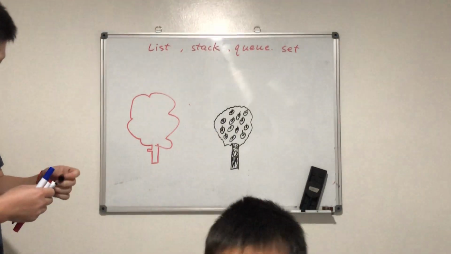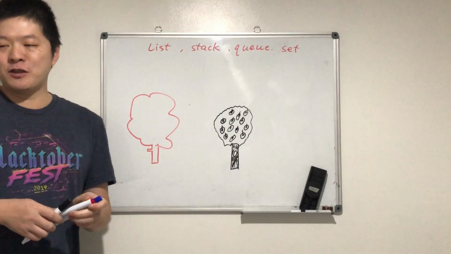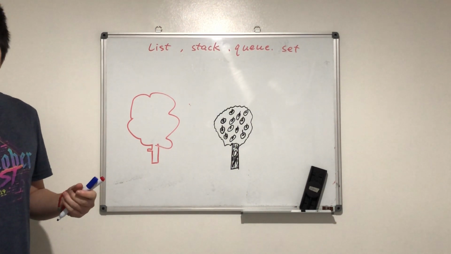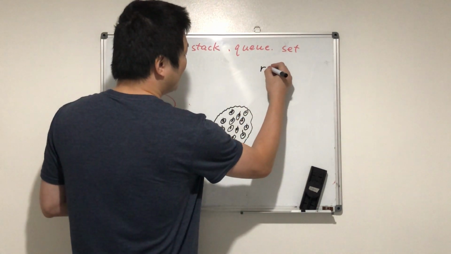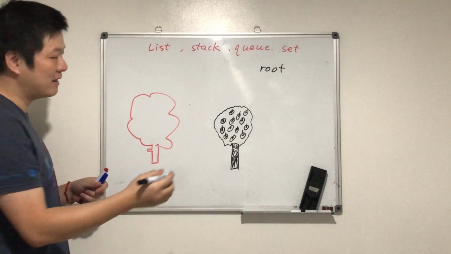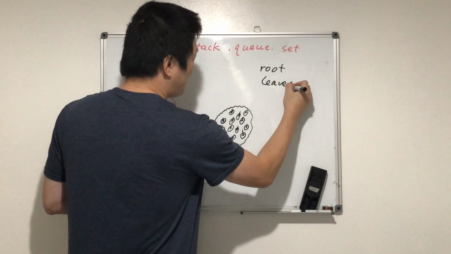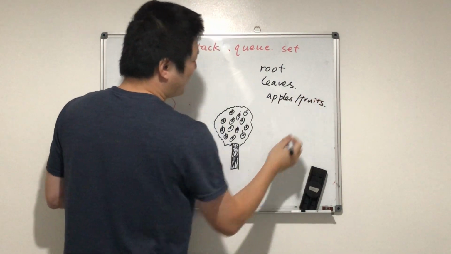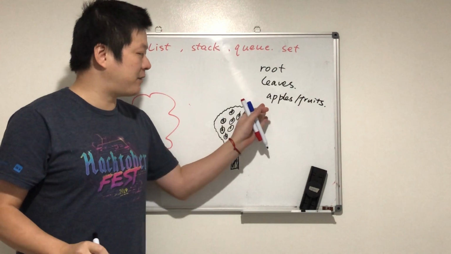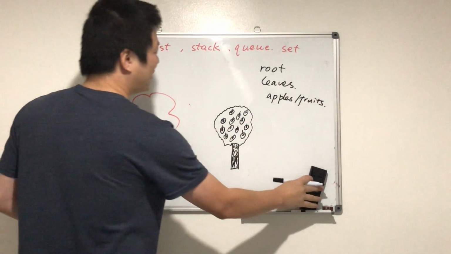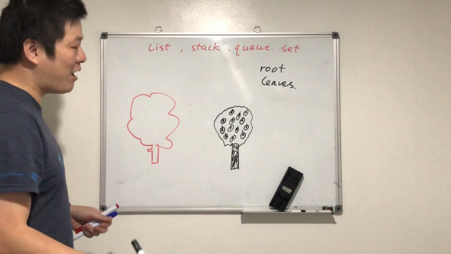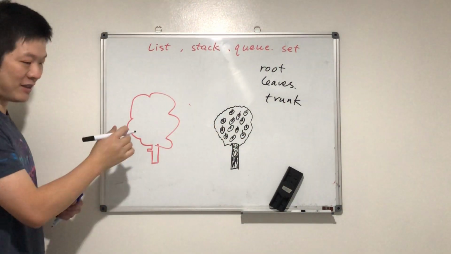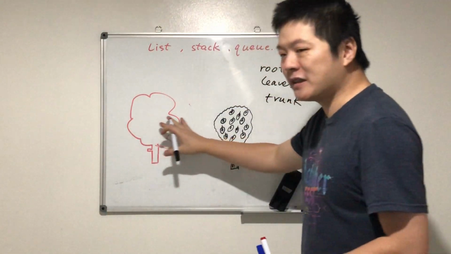Okay, so what do we have for a tree? What does the tree have? A tree has the root, stem, leaves, apples, fruits. It doesn't have to be. But not every tree has apples or fruits. Oak. Okay, so now the trunk. It's called trunk. Okay, so these are the trees in real life.